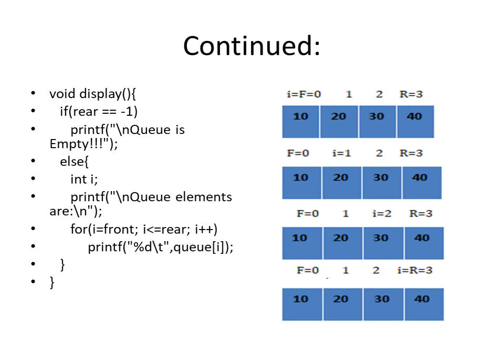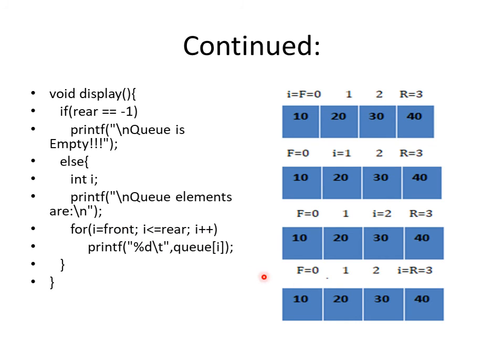Now display. In the display also, you can see if any elements are there, then I can display. Otherwise, what should it show? Q is empty. The same thing is done: if r equals minus 1 and it comes here, what happens? It will show Q is empty. Else it will print, for int I. I am declaring a variable I, because from 0 to rear 3, that means from front end to rear end, I am incrementing that one. For that reason, I am taking I equals front.